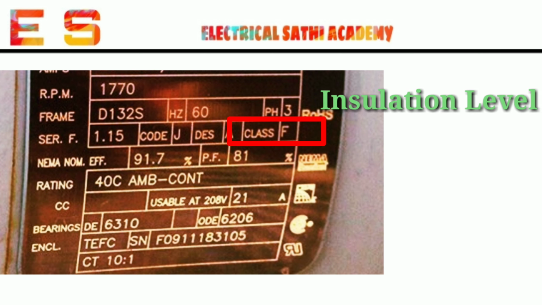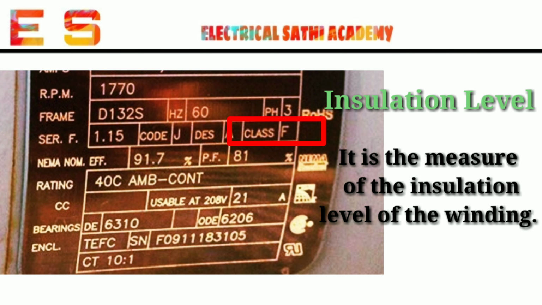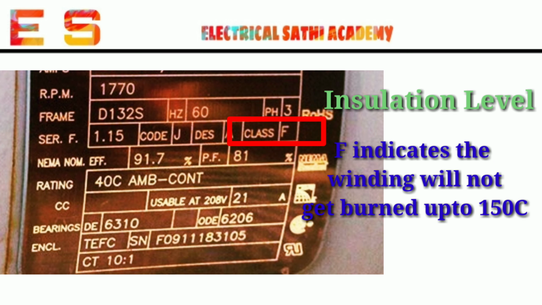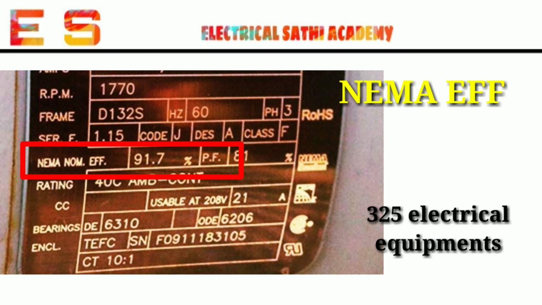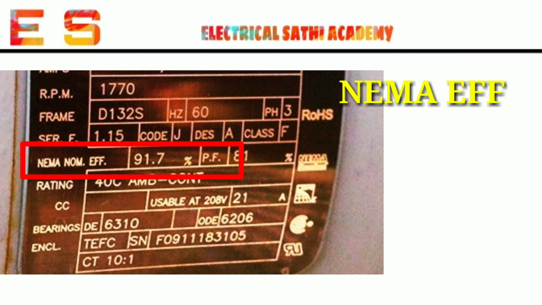Class F. It is the measure of the insulation level of the winding. F indicates that the winding will not get burned up to 150 degrees Celsius. NEMA nominal efficiency. NEMA stands for National Electrical Manufacturers Association. NEMA has provided electrical standards for 325 different electrical equipments. It says the efficiency of the motor is 91.7% at the rated voltage.